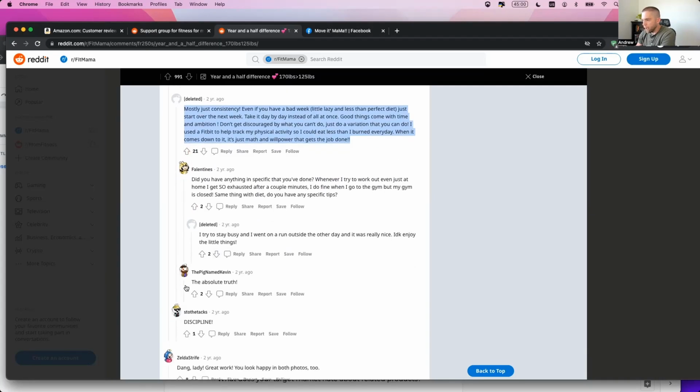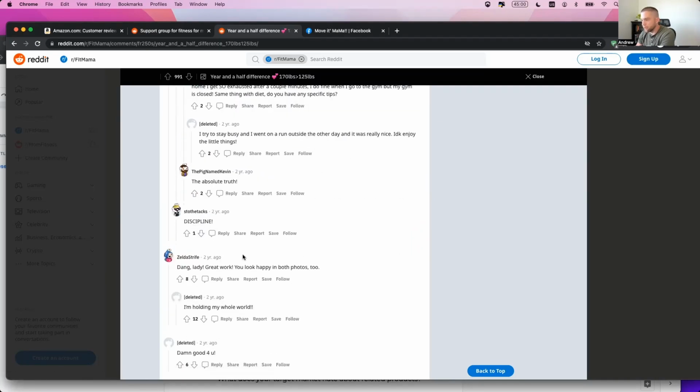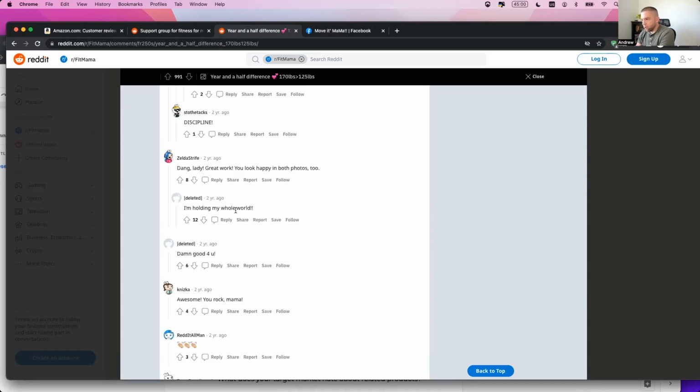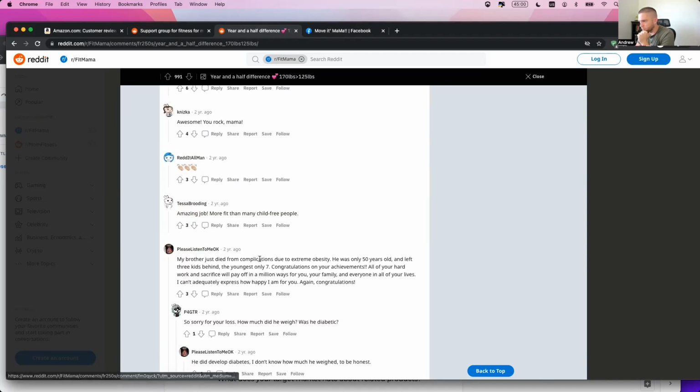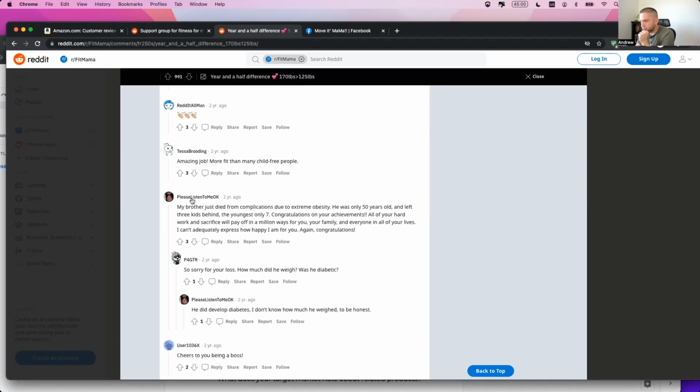All these people: absolute truth, discipline, great work, you look happy. Again, this is a very common thing. You look happy all the time. "Holding my whole world," talking about the kids. What's something else we got here? "My brother just died from complications of extreme obesity." So happy. Like, trying to get this is funny.